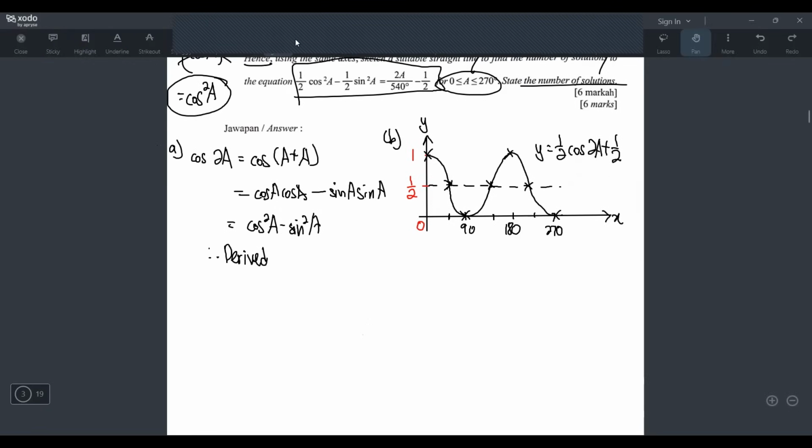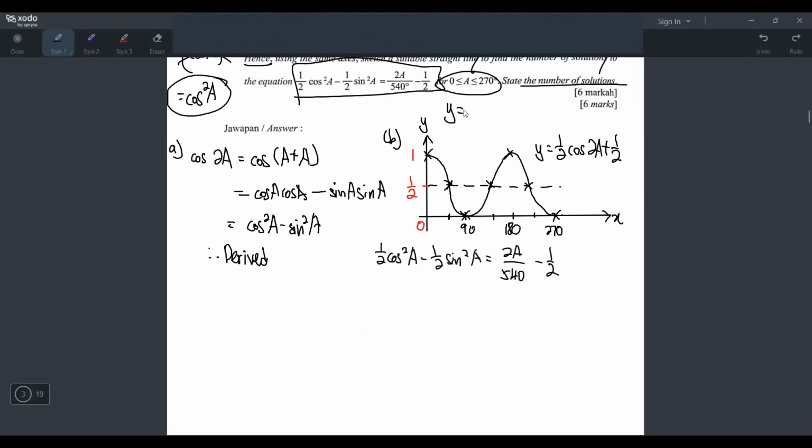All right, let's write down the equation they gave us in the question. It's 1/2 cos square A minus 1/2 sine square A equals 2A over 540 minus 1/2. I want to mention one thing. When we do this question, where they ask us to find the number of solutions, we have to draw a straight line, but you cannot simply draw like that. You have to find out the coordinates of the straight line. And if you want to find the points for the straight line, you need the equation of the straight line. And the equation of a straight line usually looks like this: y equals mx plus c.